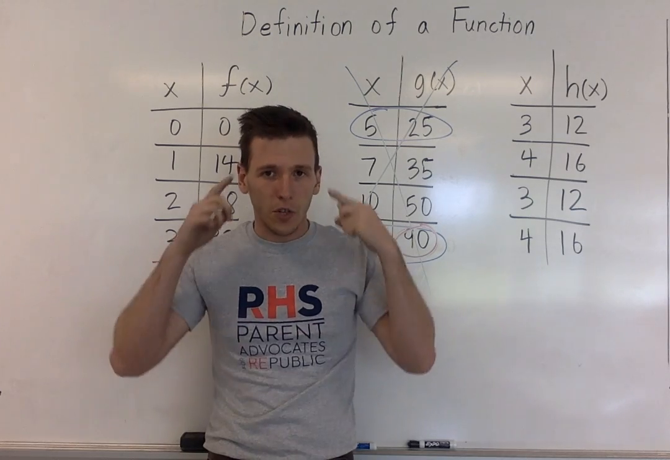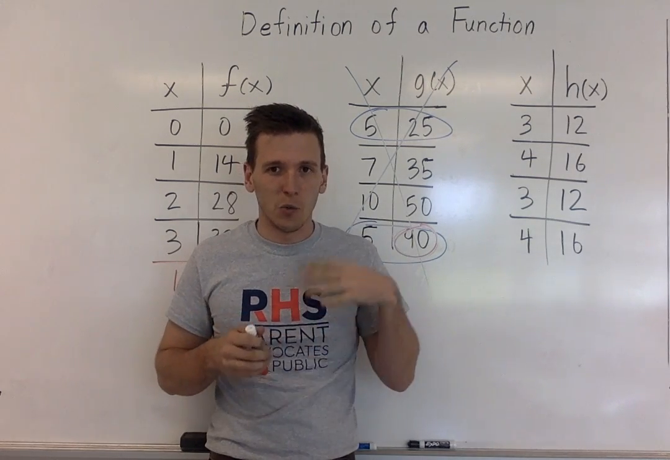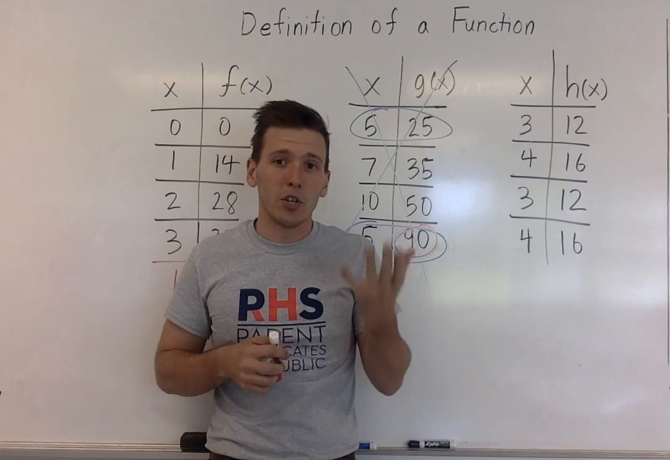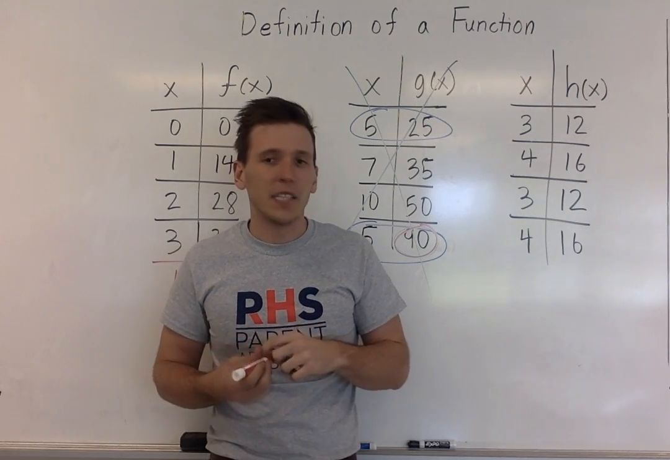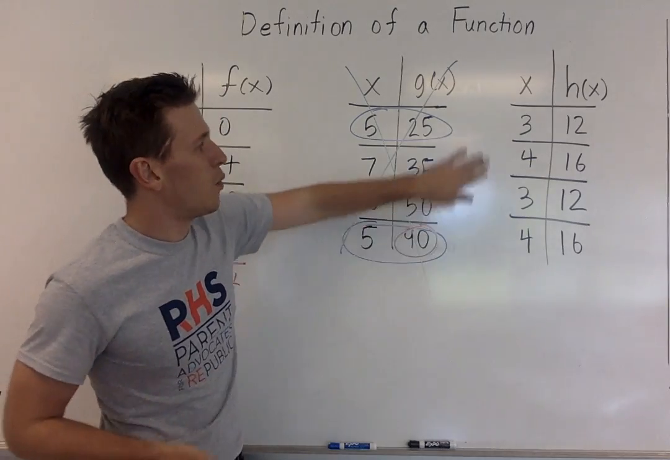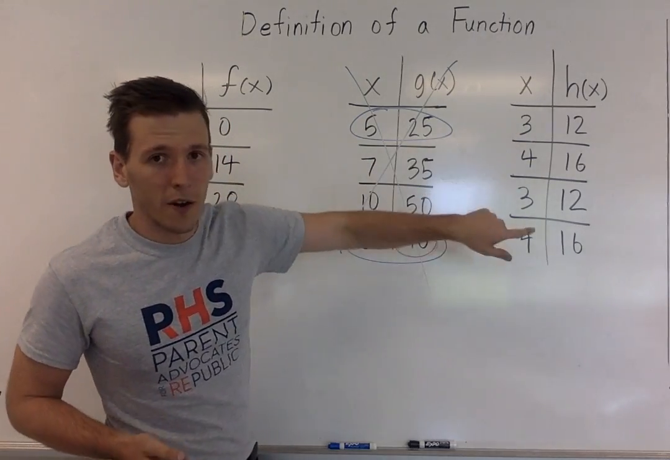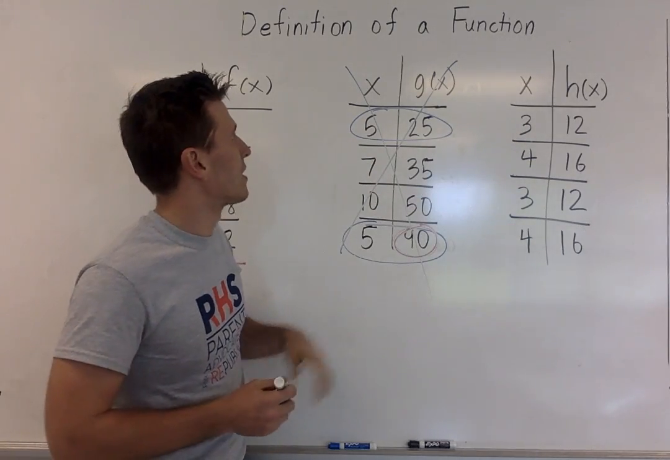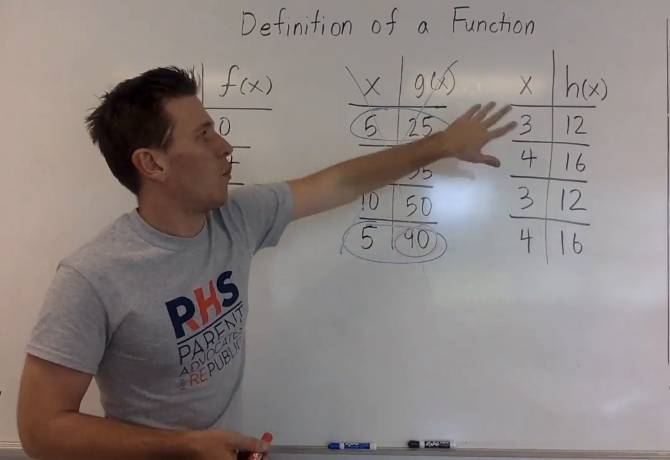So make sure that you are actually processing what a function is. It's reliable conversion of inputs to outputs. It doesn't necessarily mean that you can't do the same number twice. It just means that when you do the same number twice, you better expect the same output. And that's why g fails where h doesn't.